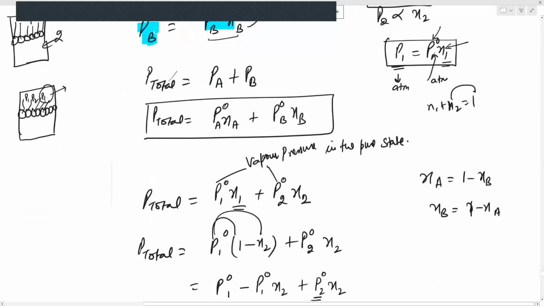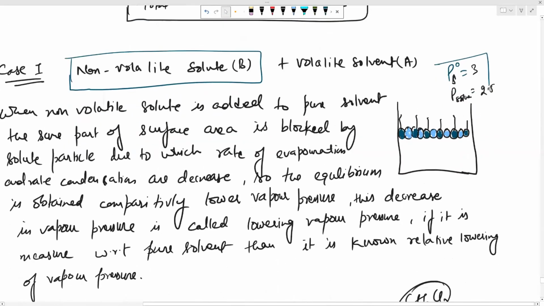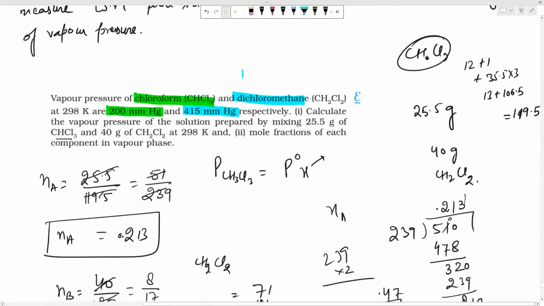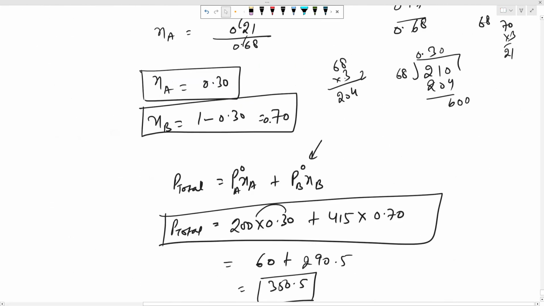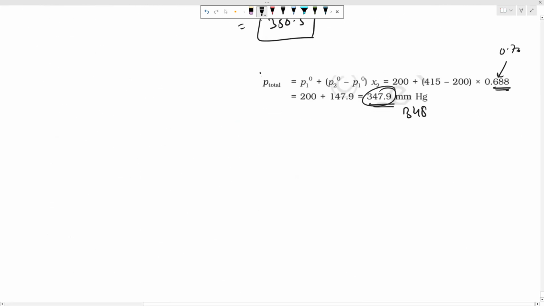So what we did is the same thing that we did in the previous one here: we just calculate the mole fraction. And you know what the mole fraction is? You have not practiced questions on the mole fraction, that's why you are getting stuck here. So let me explain.